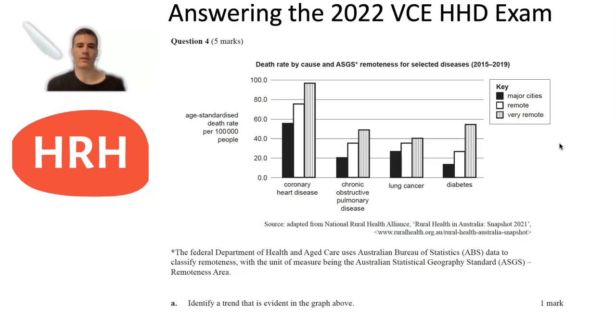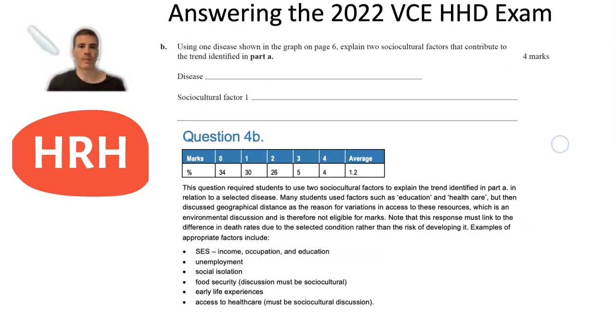So you can see that A, for 1 mark, was asking you to identify a trend that's evident in the graph above. And you'll note it doesn't say using data, so you just had to identify a trend. Now, if you look at that information there, you can see as you move from major cities to very remote areas, there is an increase in the age standardized death rate per 100,000 people for all of those conditions. So that's probably a good trend to choose.